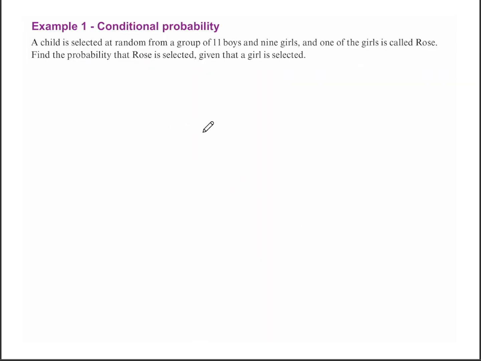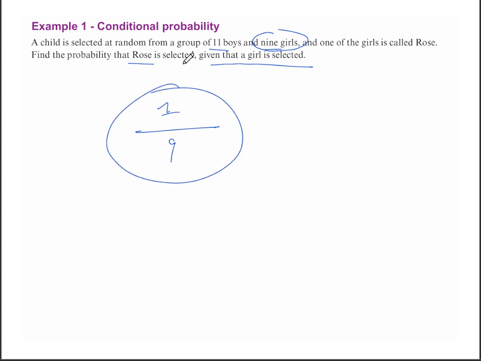A child is selected at random from a group of 11 boys and 9 girls, and one of the girls is called Rose. Find the probability that Rose is selected given that a girl is selected. So now the total outcomes is not 20, it is just 9, because we are told that a girl is selected. This event has already occurred. So the total possible outcomes is 9. And from that, what's the total successful outcomes? It's just Rose being selected, so that one particular girl. So that's the probability that Rose is selected given that a girl is selected. Conditional probability, where the condition is that a girl is selected.